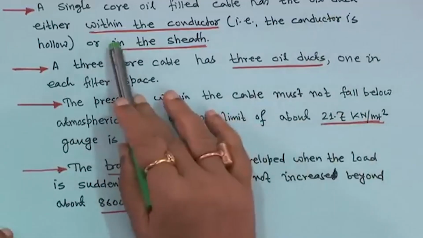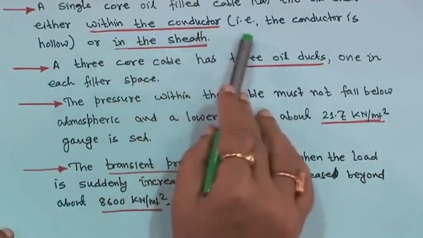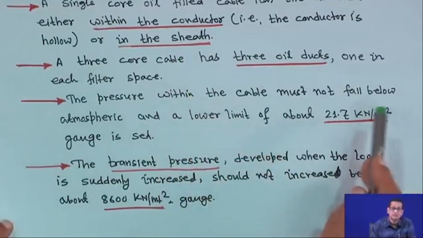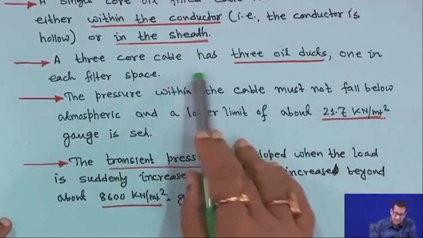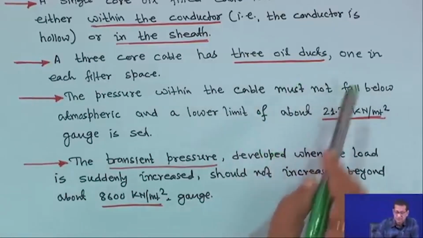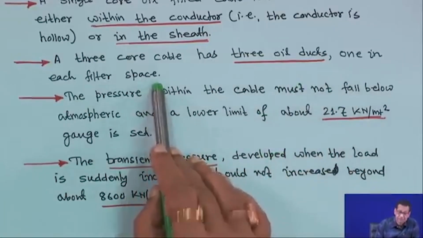So, next one is a single core oil filled cable. It has the oil duct either within the conductor, that is, the conductor is hollow, or in the sheath, right. I will show you the diagram. A 3 core cable has 3 oil ducts, one in each filler space.